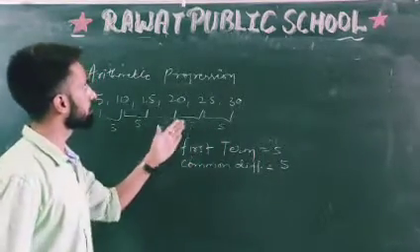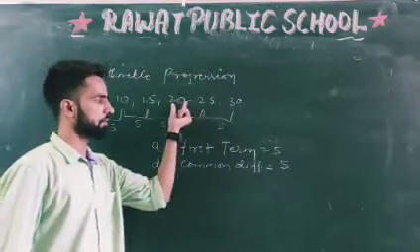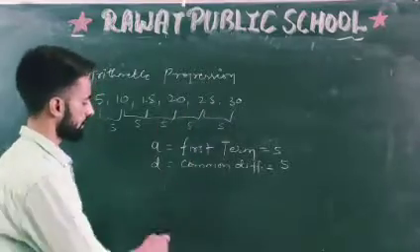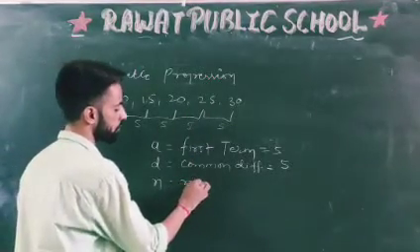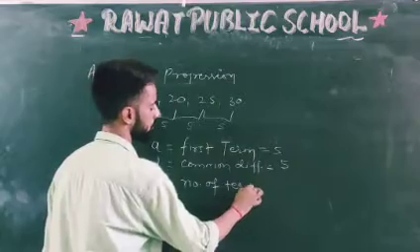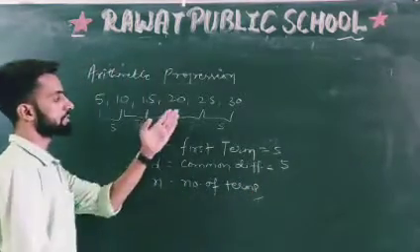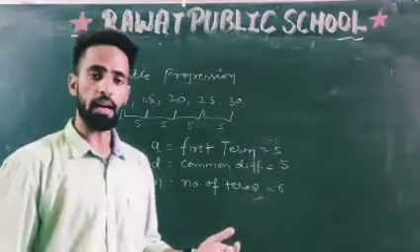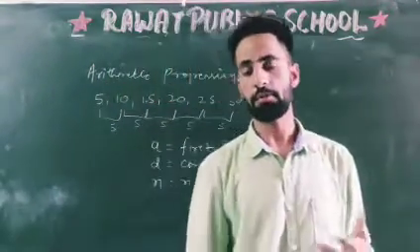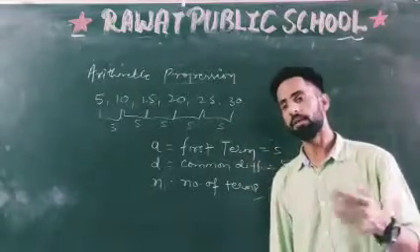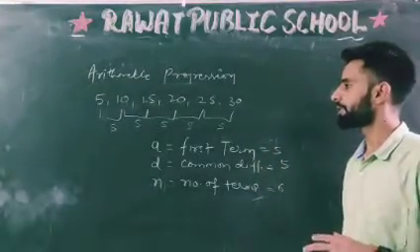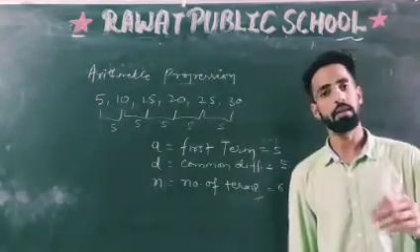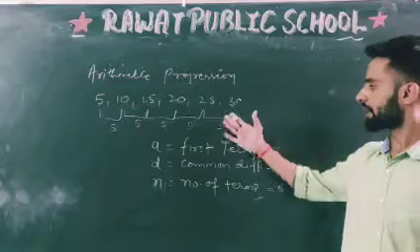How can we find the common difference? We can simply subtract the first value from the next value. And N stands for the number of terms. We have 6 terms here, so N is 6. Later we have An for any particular term, and Sn, the sum of n terms. But today in this video we will be understanding the basics of arithmetic progression and arithmetic mean. So this is arithmetic progression.